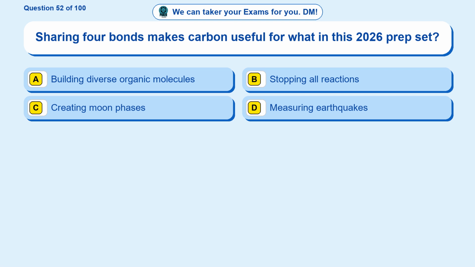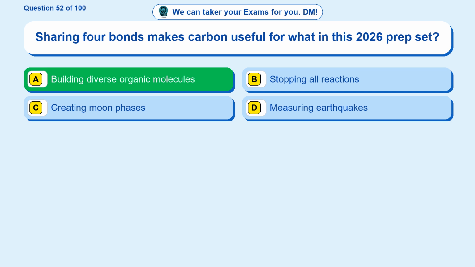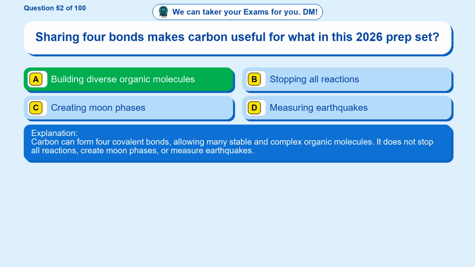Question 52. Sharing 4 bonds makes carbon useful for what in this 2026 prep set? Option A, building diverse organic molecules. Option B, stopping all reactions. Option C, creating moon phases. Option D, measuring earthquakes. The correct answer is option A. Building diverse organic molecules. Carbon can form 4 covalent bonds, allowing many stable and complex organic molecules. It does not stop all reactions, create moon phases, or measure earthquakes.